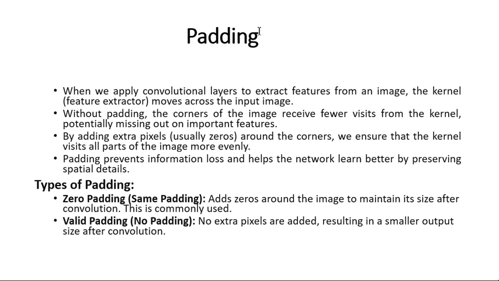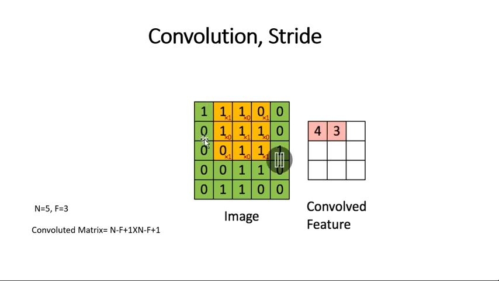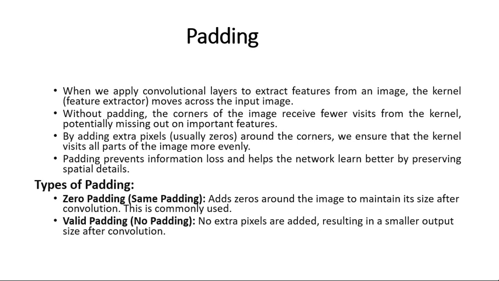So when we apply convolution layers to extract features from an image, the kernel moves across the input image. As we discussed in the diagram, it is going to read the entire input image. To extract the features, the kernel will move across the input image. So it is moving across the image to find the convolved feature.